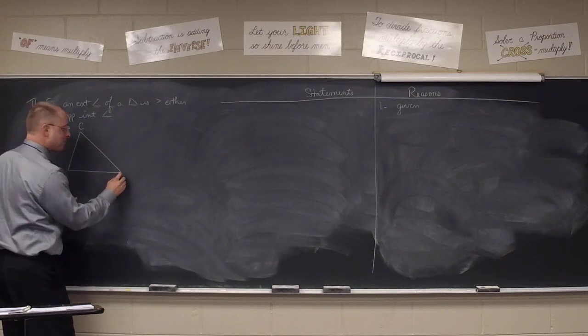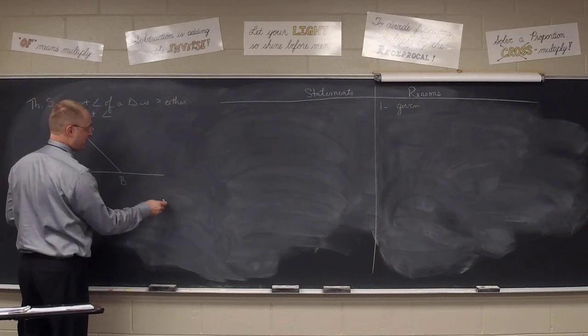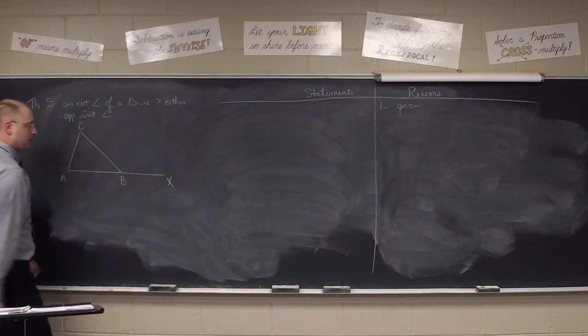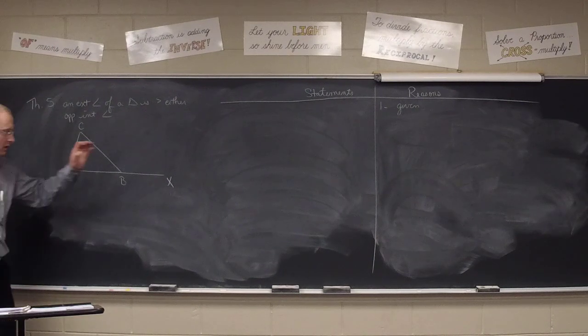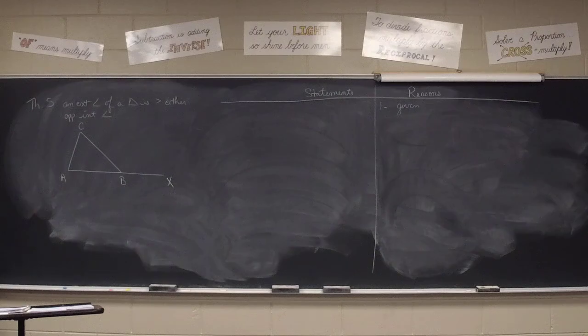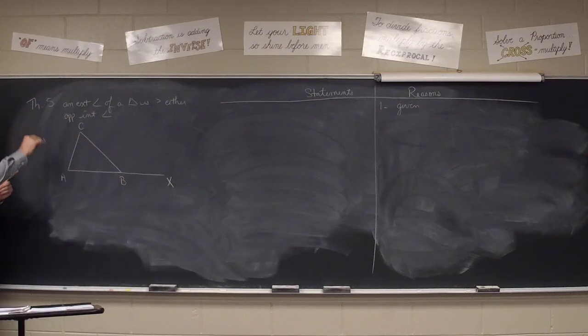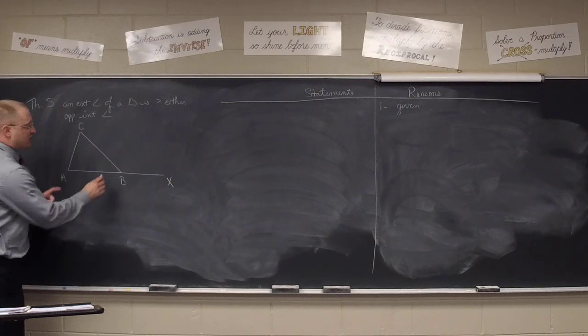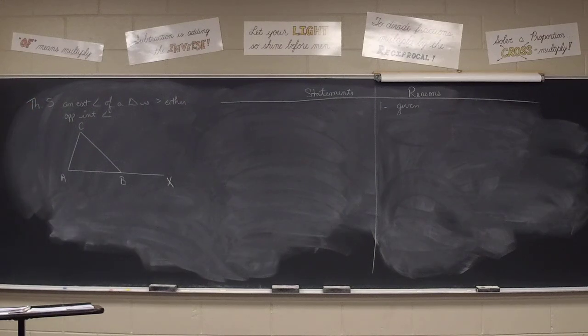So let's take AB and let's just extend it out to a random point. Let's just call that X. It doesn't really matter how far we extend it. It just has to be extended at least a little bit in order to get some point out there to get an exterior angle. So we see now the exterior angle is CBX, correct? All right, so we want to prove that the exterior angle here, CBX, is greater than either opposite interior angle.